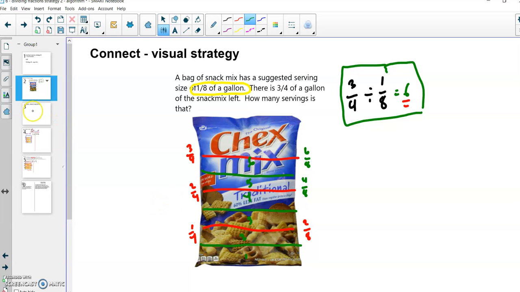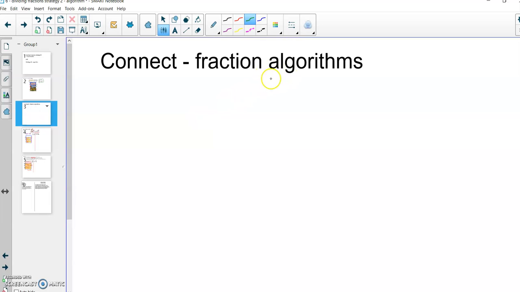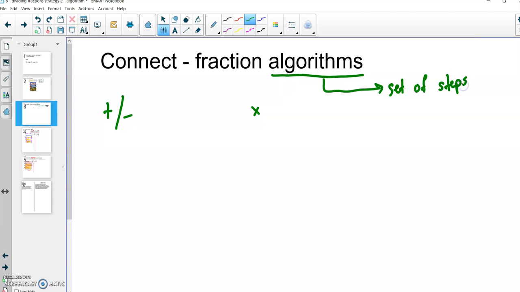and see what you think. So before we get to that, you have learned algorithms for adding and subtracting fractions and for multiplying them already. An algorithm, if you've never heard that term, is really just like a set of steps. And I'll show you what I mean. It's like a set of rules or steps you follow to do a calculation.